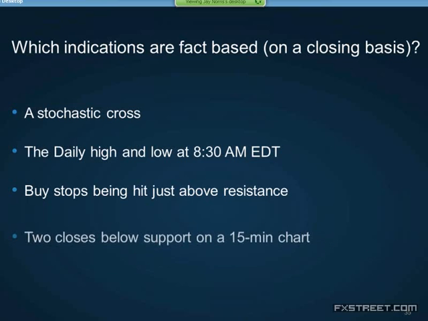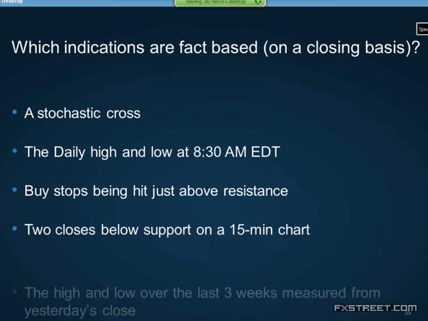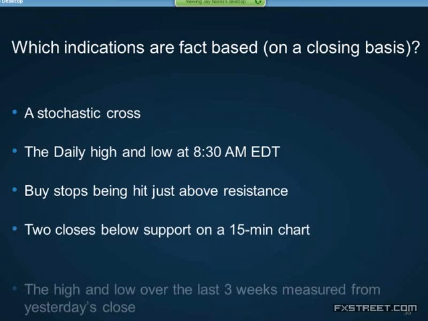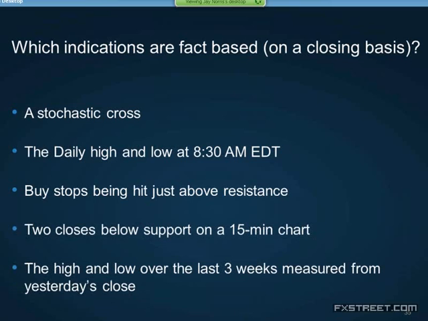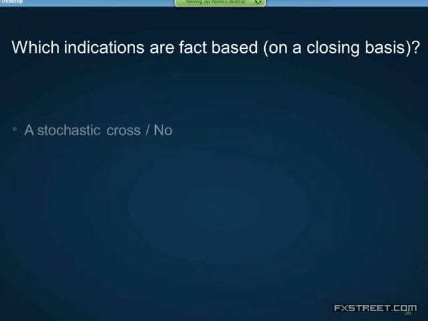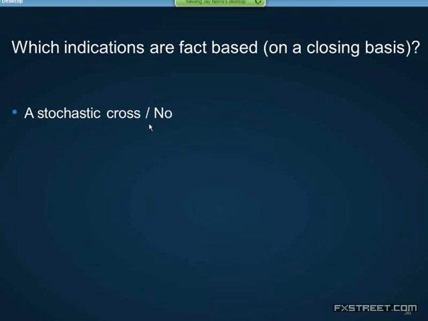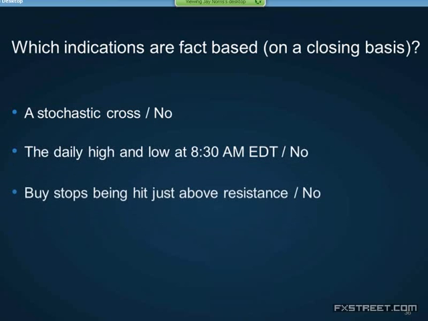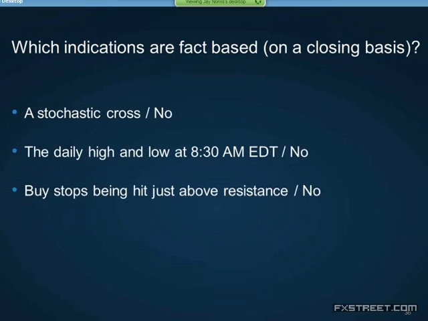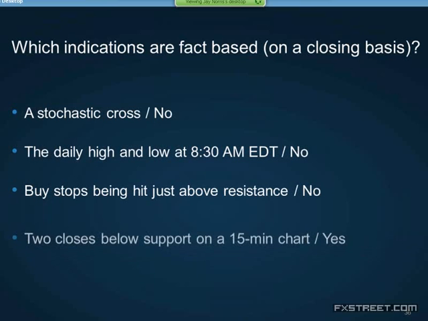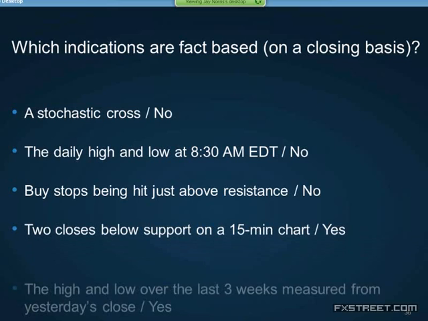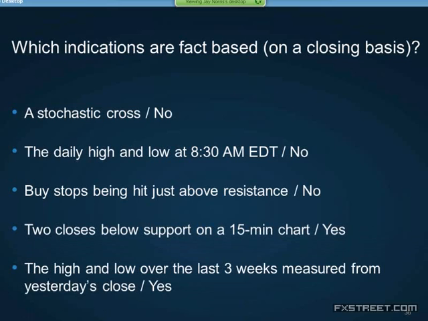Now, 2 closes below support on a 15-minute chart. Yeah, that's fact-based. The high and low over the last 3 weeks measured from yesterday's close. Yeah, that's fact-based, okay? So there's a big difference here. So stochastic cross, no, it's not fact-based unless you say the stochastic cross down on the close of the daily candle. Then maybe that's significant. Daily high and low, no, that's not. Buy stops being hit above resistance, no, that's not. It's not factual. It's not a fact-based occurrence. It didn't happen on a closing basis. And then the last two, of course, did happen on a closing basis. So that's information that's worthwhile. That's information we can rely on.